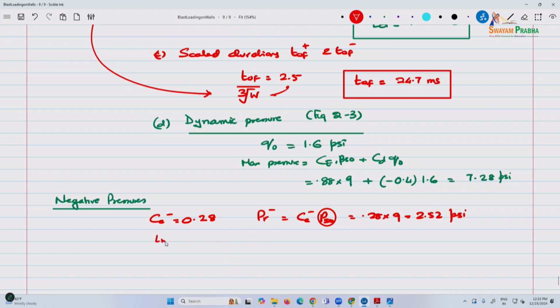Then TOF for LWF by L equal to 3.95, TOF negative by cube root of W. The same thing for the scaled, so I get this to be 10, or TOF negative is 98.64 milliseconds.